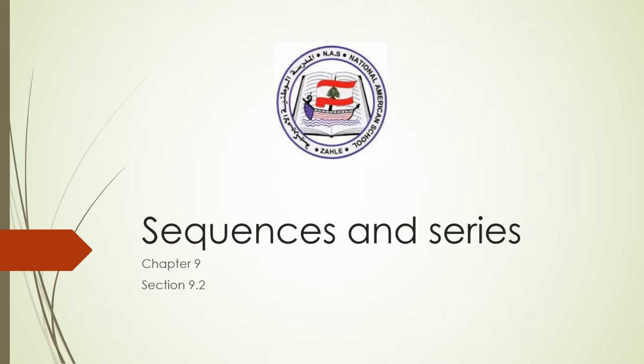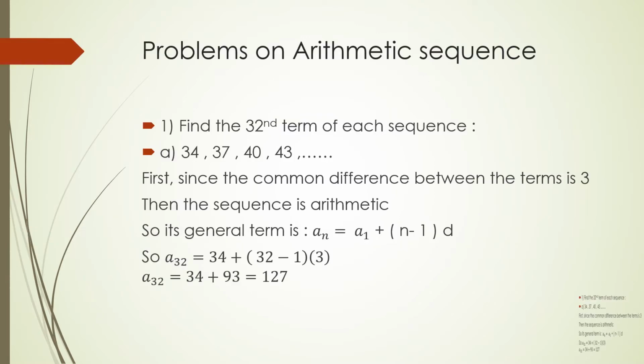Today's lesson is Sequences and Series, chapter 9, section 9.2. The objective of this section is to define and determine the terms of an arithmetic sequence. In the previous section, we defined how to determine that a sequence or list of numbers is an arithmetic sequence and how to find the missing term in this sequence.